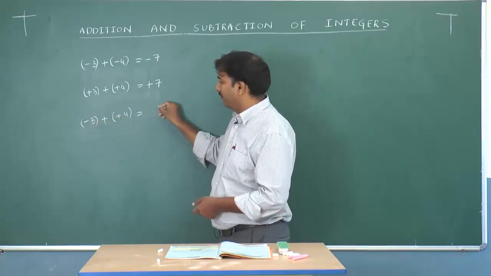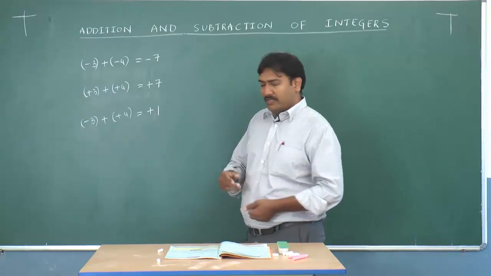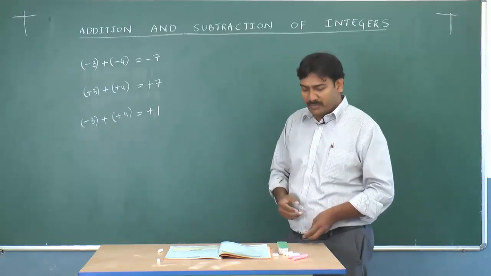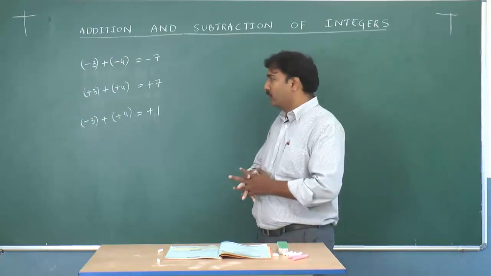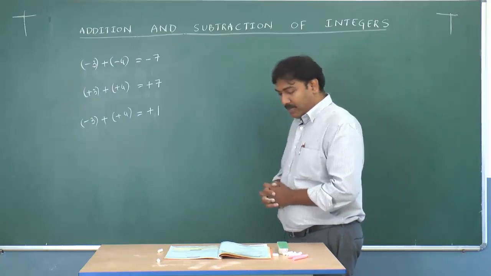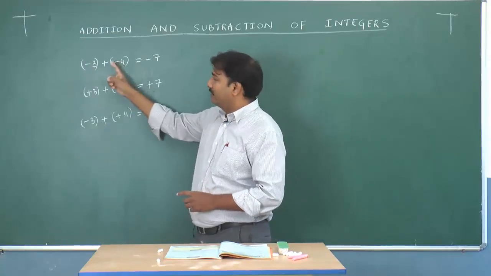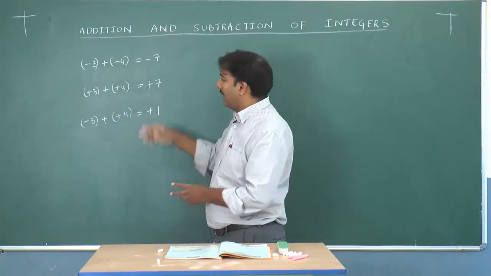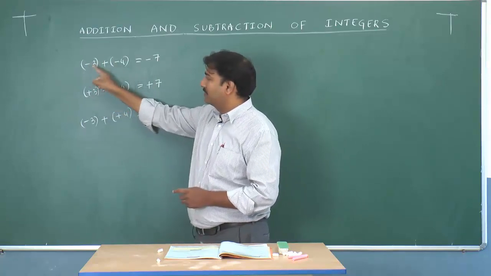The difference of 4 and 3 is going to be 1, and the sign for the bigger number is going to be plus. So these three rules, we simplify them. Instead of remembering the rules, just remember the tips. Whenever the signs of the numbers are the same, just add the numbers. Here, both the numbers have got the same sign.